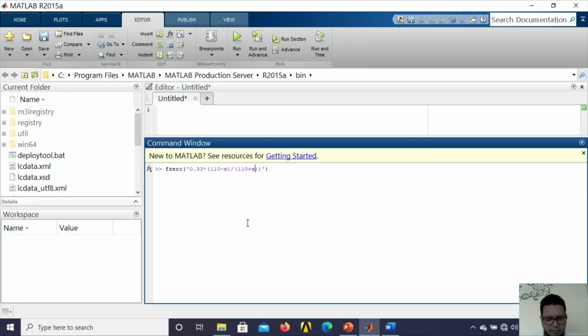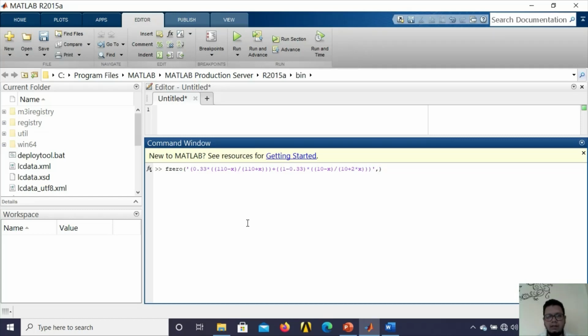Let me put brackets so that everything is grouped. Plus, again one more bracket, 1 minus the particle volume fraction, that is 0.33, times the thermal conductivity of the fluid, that is 10, minus the thermal conductivity of the nanofluid, which we don't know and are going to find through the fzero function, over the thermal conductivity of the fluid plus 2 times the thermal conductivity of the nanofluid.